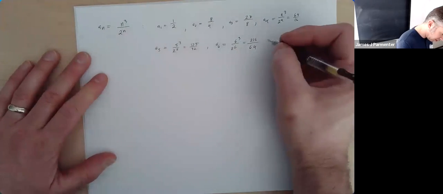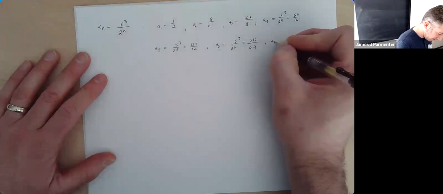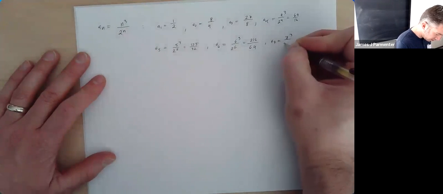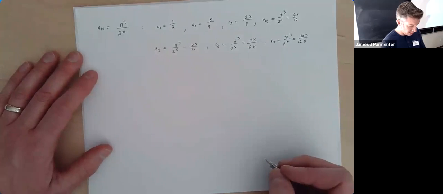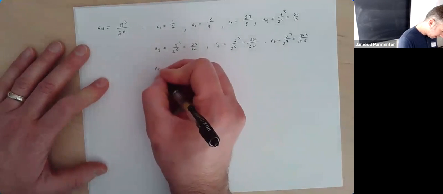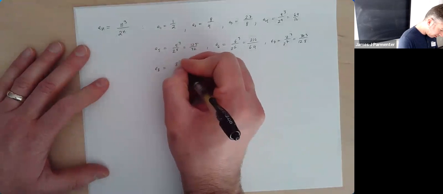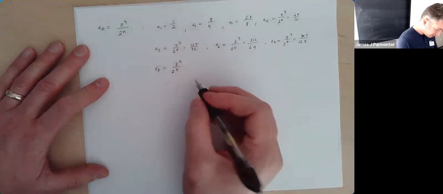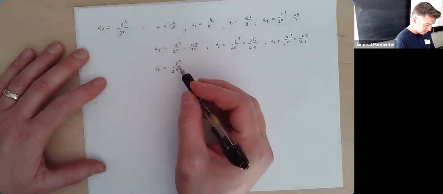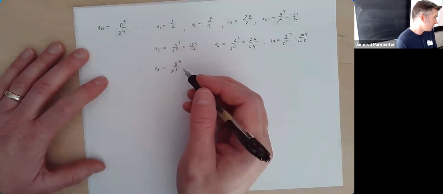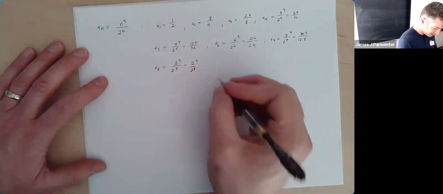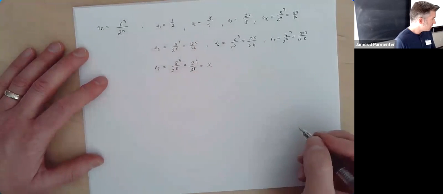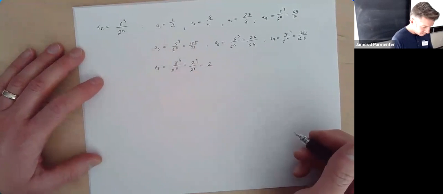And if we go a couple more terms, a sub 7 is not super helpful. 7 cubed over 2 to the 7th is 343 over 128. That's less than 3. And we'll do one more just to kind of show. A sub 8 is going to be 8 to the 3rd over 2 to the 8th. 8 to the 3rd is 2 to the 3rd to the 3rd, which is 2 to the 9th. And 2 to the 9th divided by 2 to the 8th is just 2. So things are going to get smaller eventually.